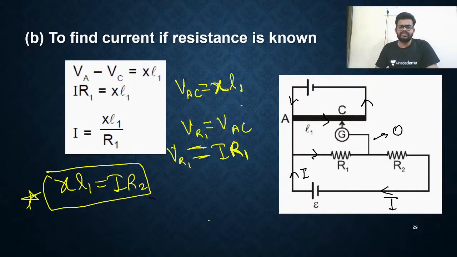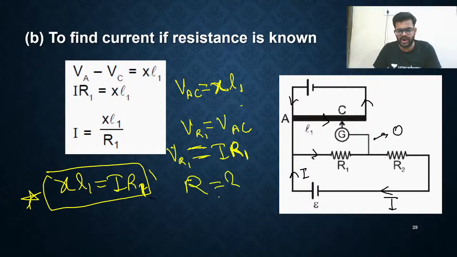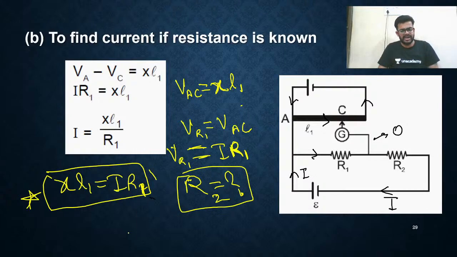What is the next thing? Let's say R2 is unknown. This is R1, and R2 is unknown. You want to find the value of R2. So how will you find the R2 value? Simply speaking, we all know the value of E. So E is equal to IR1 plus IR2.